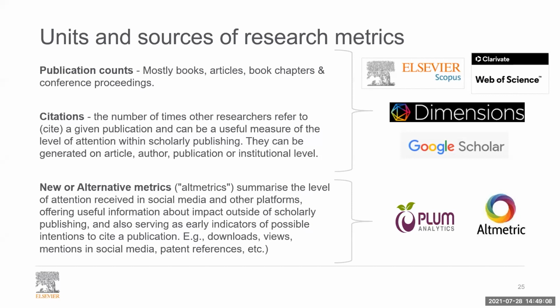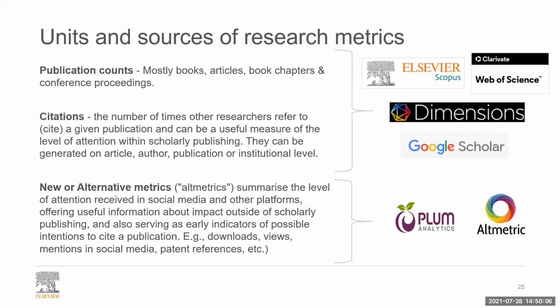And then also a host of new metrics, or alternative metrics. We try not to talk about them as alternative metrics anymore, because they're not that alternative. They're quite mainstream now, and they give us a level of attention received in social media and other platforms, an indication of how useful information is outside of the scholarly publishing environment. This is also a very good early indication of the possible intention to cite a publication. When a publication is downloaded or viewed, we know that there's interest in that research, and the possibility that a citation will come in time is a high probability. We also have patent references, etc.